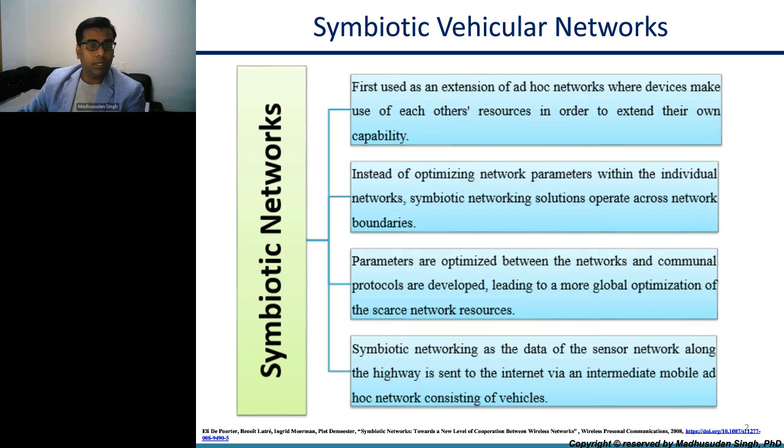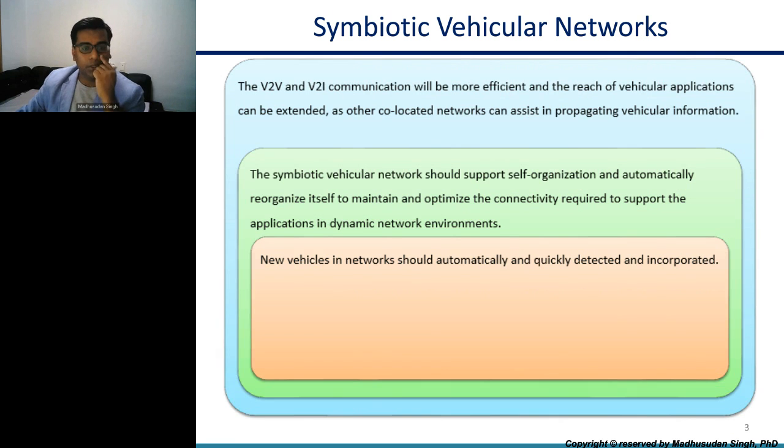Second, in the vehicular network, with a symbiotic vehicular network, V2V and V2I, vehicle-to-infrastructure communication, will be more efficient and the reach of vehicular applications can be extended, as co-located networks can assist in propagating vehicular information from one vehicle to another, including their services, their environment, and their situations in that particular region.